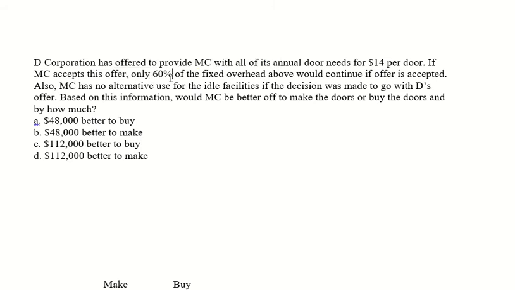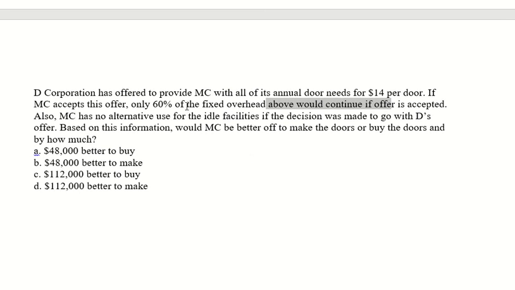If 60% of the overhead would continue if the offer is accepted. Okay, so this is a little bit different. 60% of the overhead would continue. So 60% would be on the make side, 60% would be on the buy side. If both of them are there, that would be an irrelevant cost, and we wouldn't consider the 60%. So now the relevant portion is the opposite of 60%, or if we have 100%, only 40% is going to be relevant now.